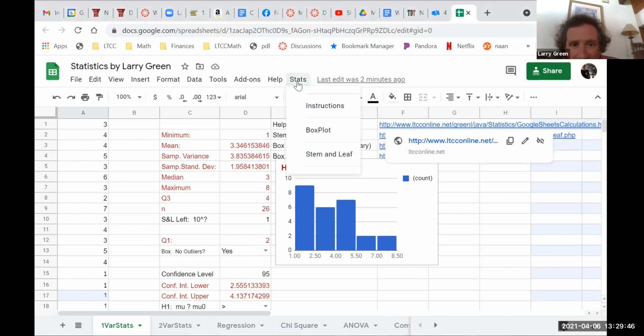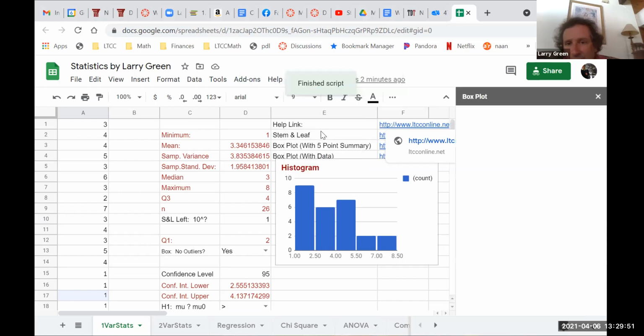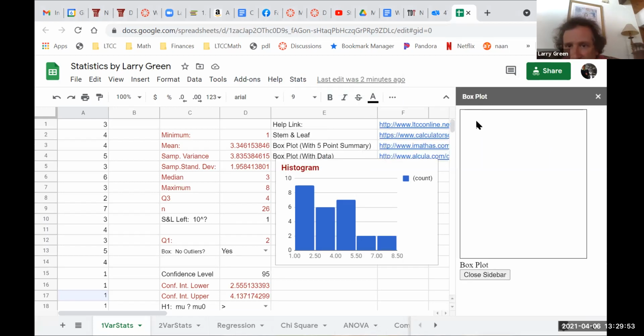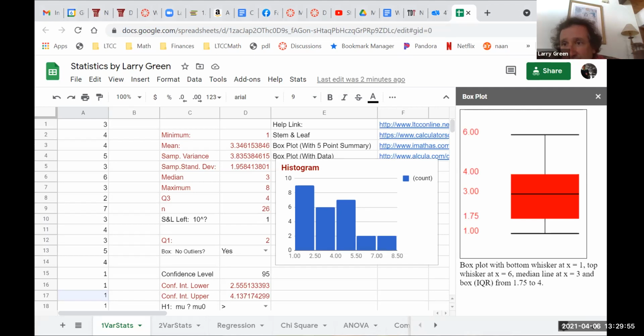If I go to stats and I go to box plot. Okay, and I want to give you a warning. If you do this at home, it might give you all kinds of security warnings. I promise you, I did not put any viruses on this when I coded it. So you won't get a virus when you use it, but the computer may warn you, you might get a virus, you sure? So you're not going to get one. So this is called a box plot.